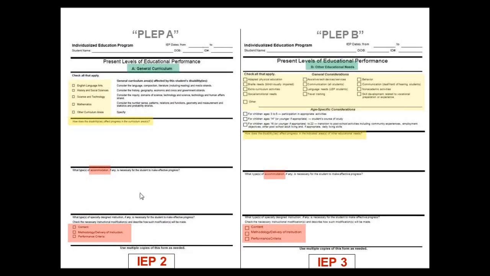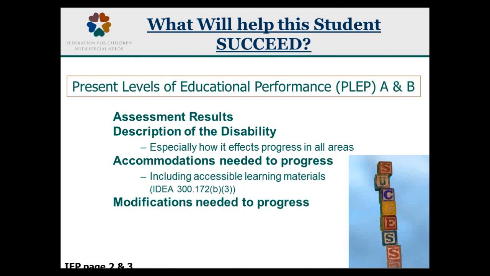But remember, PLEP A is in the general curriculum. Those are the academics. PLEP B is everything else. Okay? So it's all about identifying in PLEP A and PLEP B not only how the disability is affecting progress, but we also want to identify what we can do to help the student succeed. Okay? PLEP A and PLEP B are going to help drive the identification of the skills and skill areas that need work. And that in turn will help develop what goals we want to be working on.